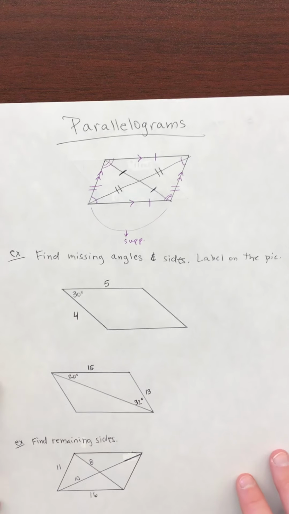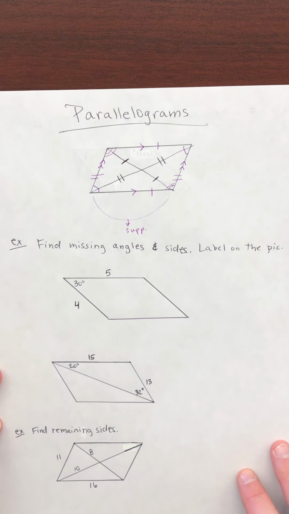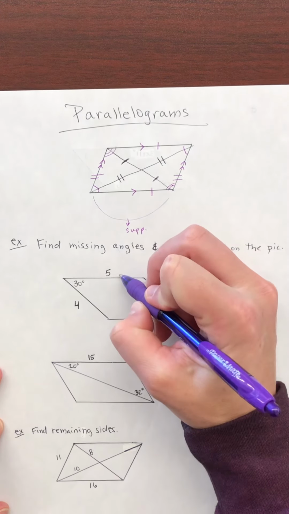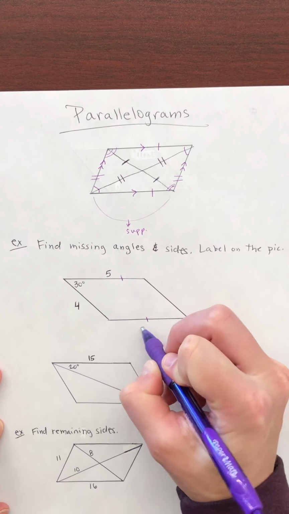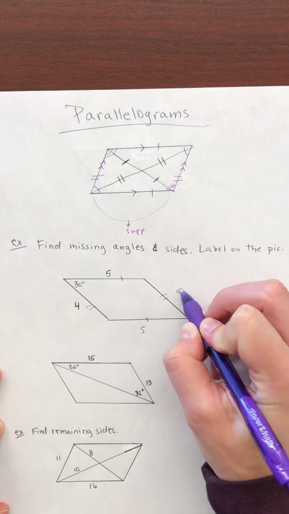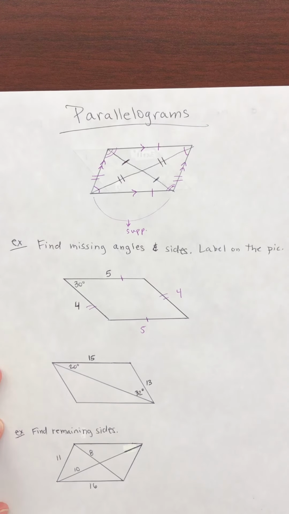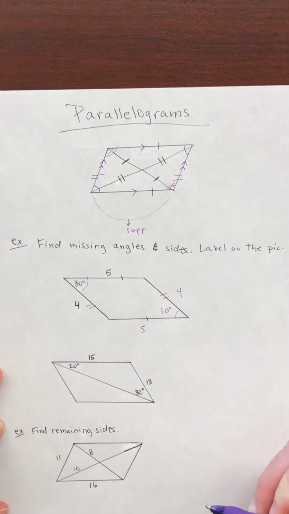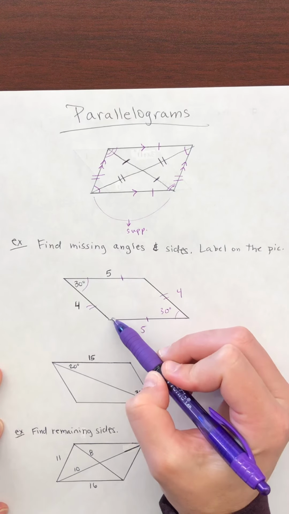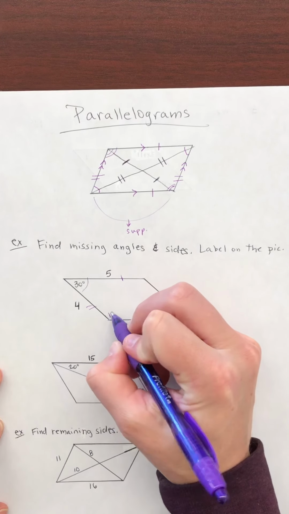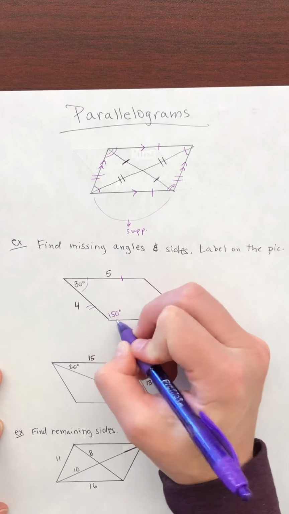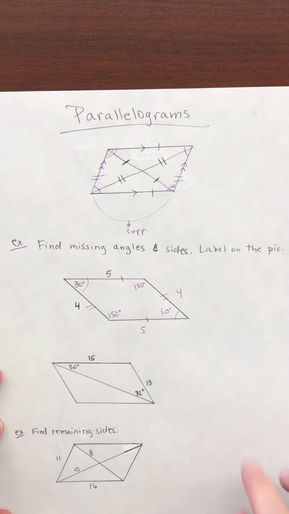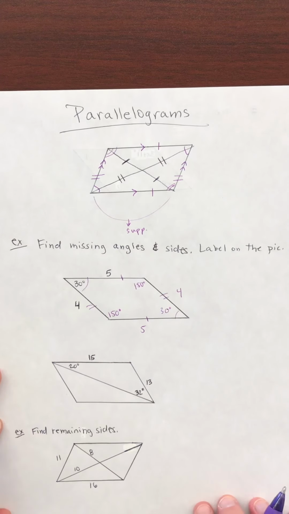So the first part of the homework says find all the missing angles and sides and label it on the picture. Okay, well, let's use our first property that opposite sides are congruent. So if that's 5, then this is 5. If this is 4, then this is 4. We also know opposite angles are congruent. So if this is 30, then this one must be 30. And we also know next two angles are supplementary. So if this is 30, then this must be 150 degrees because these are 180 together. Opposite angles are equal. Boom, that's what they want there for that one. All the outsides and all the angles inside.